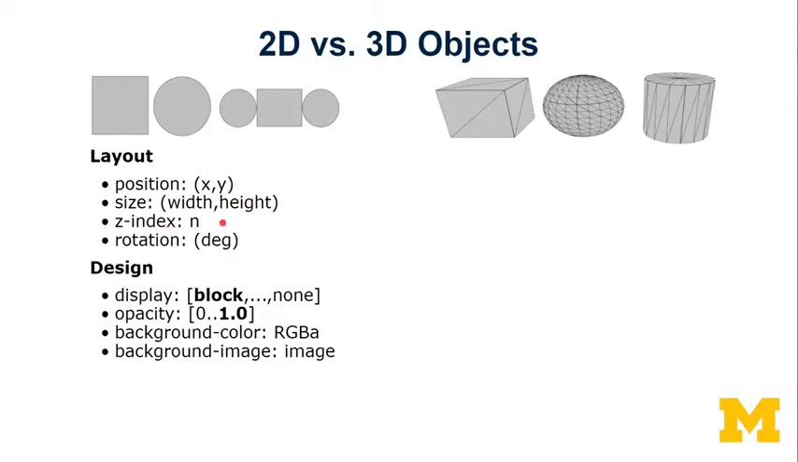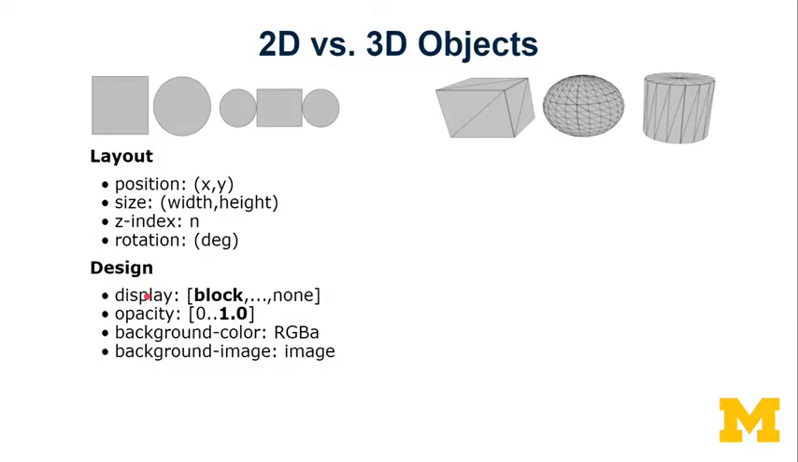We do have a little bit of depth, but at least in HTML and CSS, it's the Z index, which determines which object is rendered in front of which other object. And we can use rotation as a transform to really rotate the object. Then when it comes to design, we can obviously have lots of CSS properties down here.